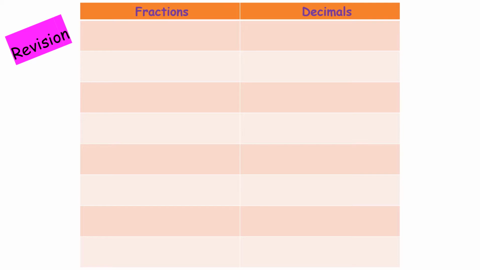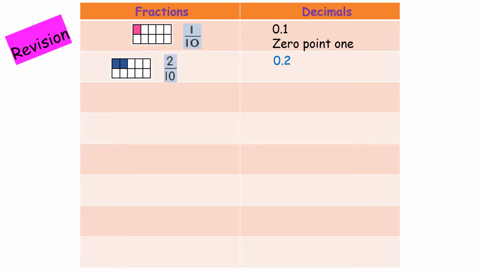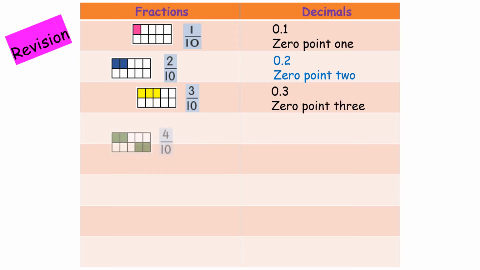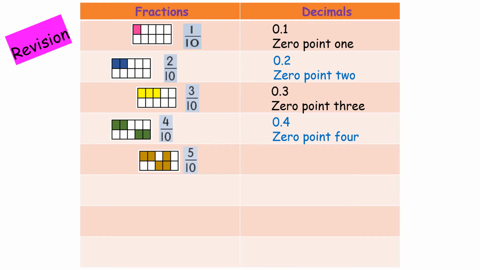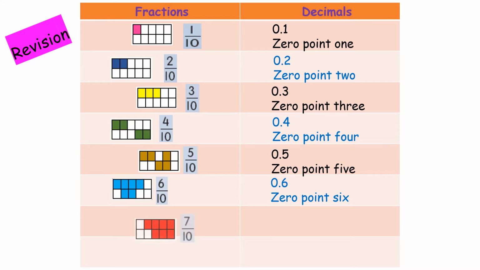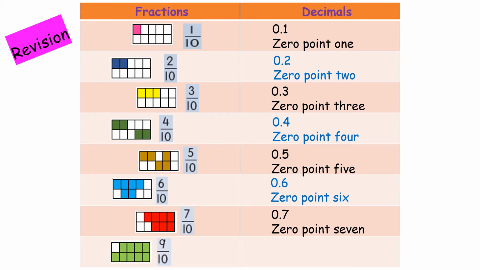Before we start our lesson, let us revise what we had learned last week. Converting fractions to decimals. 1/10 equals 0.1. 2/10 equals 0.2. 3/10 equals 0.3. 4/10 equals 0.4. 5/10 equals 0.5. 6/10 equals 0.6. 7/10 equals 0.7. 9/10 equals 0.9.